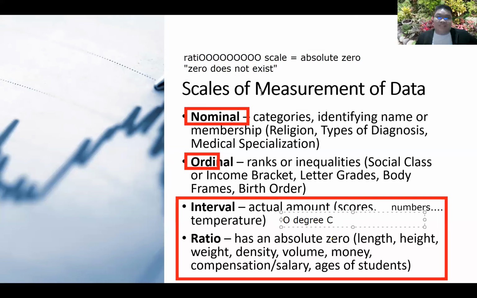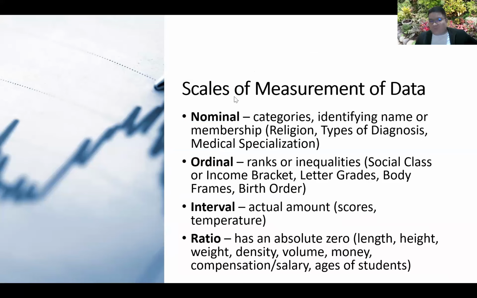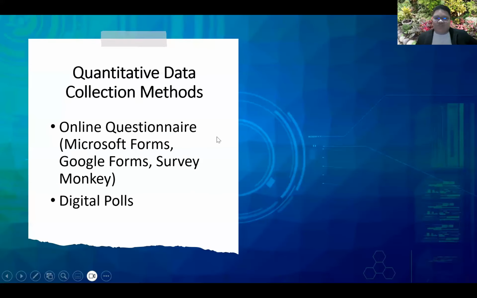It's considered to be interval. Okay? Yan po yung isipin natin. Pag sinabi ko namang 0 degree Fahrenheit, may temperature din na nag-i-exist. Okay? So please remember that among your nominal, ordinal, interval, and ratio.